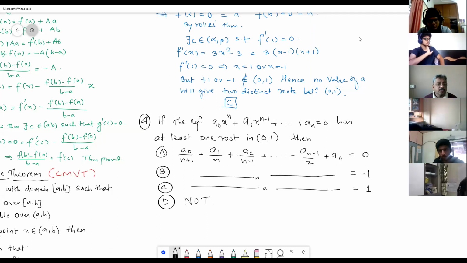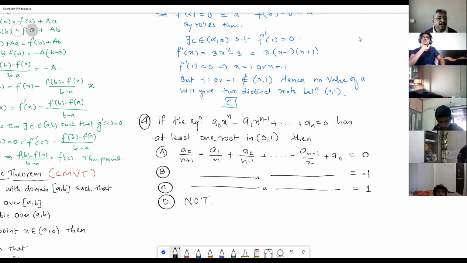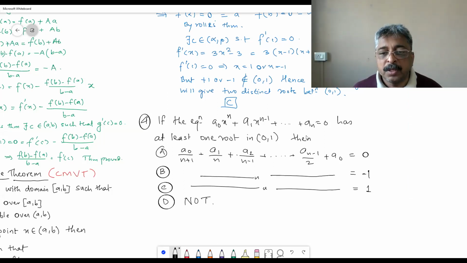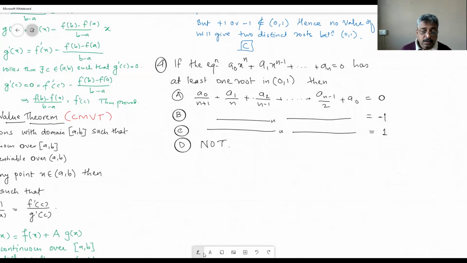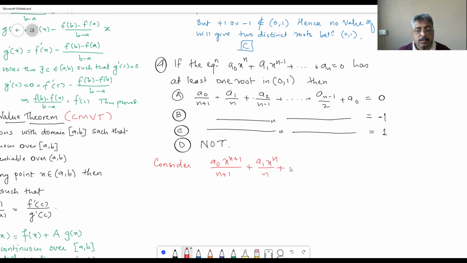There is a flaw in this question, but suppose we ignore that flaw, then what should be the answer? The answer should be A. Now, consider the function a0 x raised to n plus 1 upon n plus 1 plus a1 x raised to n upon n plus ... plus an x plus d is equal to 0. Suppose this is f of x.